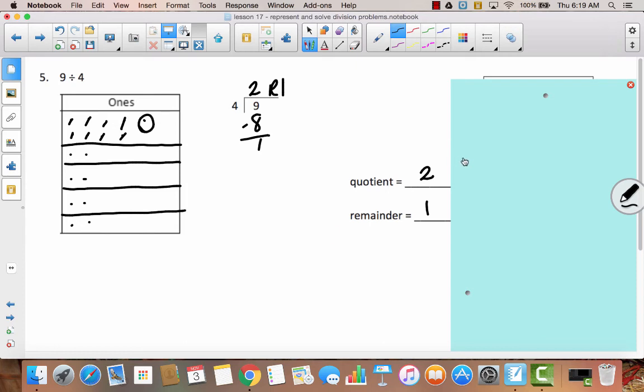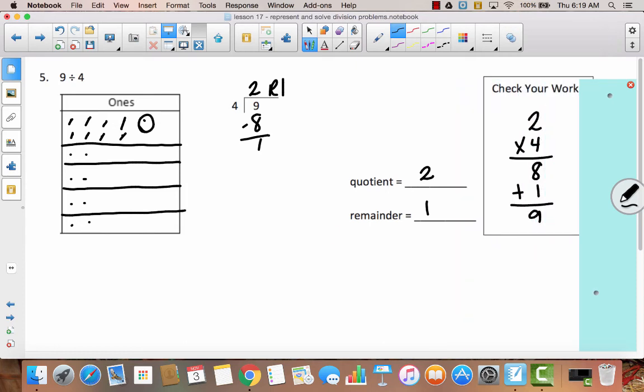And then when I went to check my work, I used my quotient, which was 2. I was dividing by 4, so when I check, I multiply by 4, and that gave me 8, and then I added my remainder, which is 9. So my total here matches my total here, which tells me that my answer is correct.